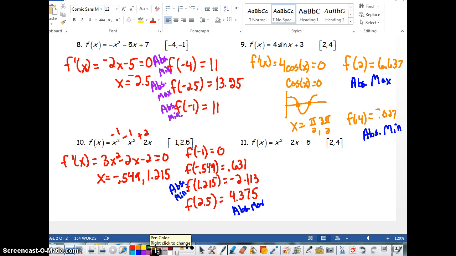All right, one more. So this one looks a little bit easier. We're going to take our derivative. Again, you always take your derivative. This is going to be 2x minus 2. You set that equal to 0. Solving it, x is equal to 1.